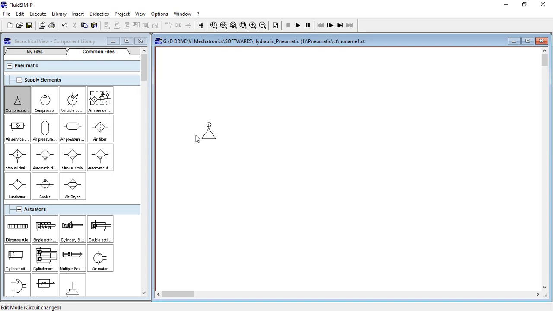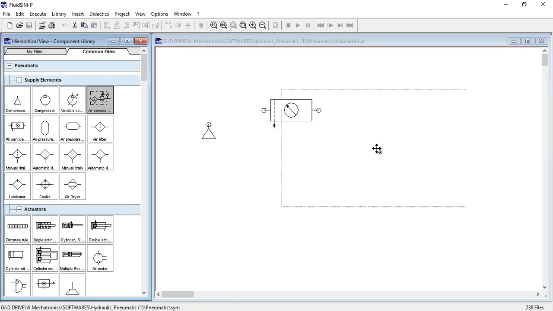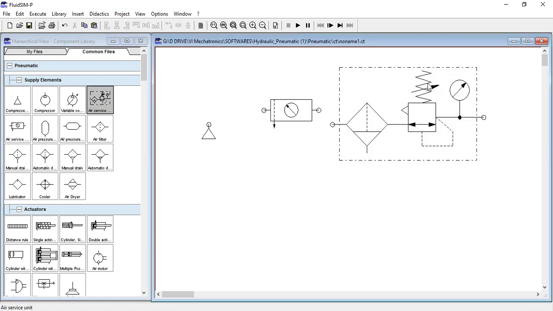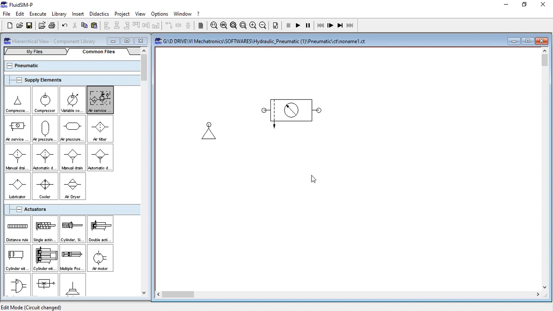Next major element that we talked about is secondary air treatment. Okay, so secondary air treatment, you can see here air service unit. This is nothing but your secondary air treatment. There are two symbols, this and this. This is a more detailed representation, but this will do. We will be using this short one, so we don't want this. Okay, so what is this? This is the FRL unit, wherein we will filter, we will regulate and lubricate. These three actions will be taken.